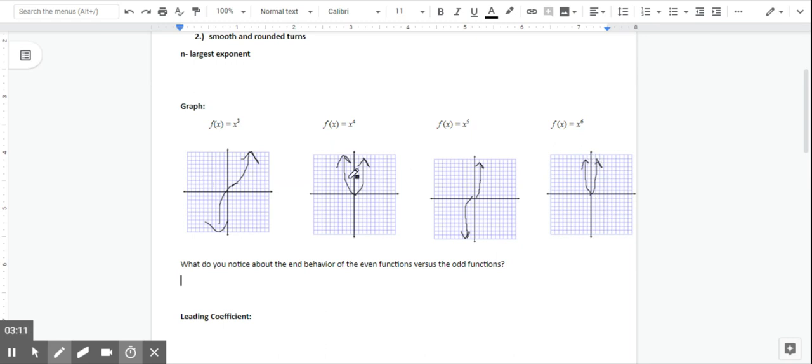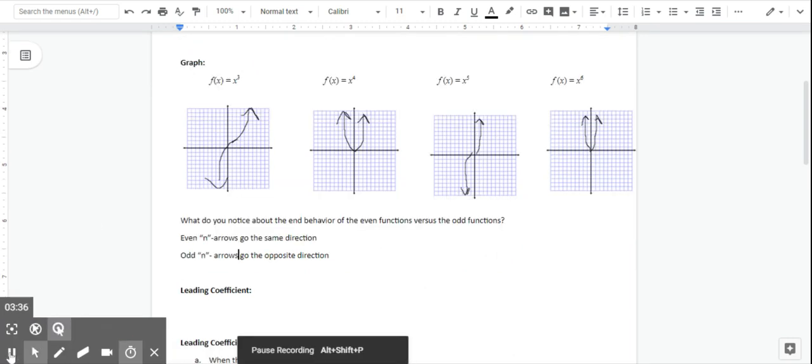So if you take a look at these graphs, you might start to notice the pattern. So what do you notice about the end behavior of even functions versus the odd functions? So when I talk about even versus odd, I'm talking about even exponents, so 4 and 6, versus odd exponents, 3 and 5. Or we could talk about even n's and odd n's because n represents the largest exponent. So take a minute to think about that.